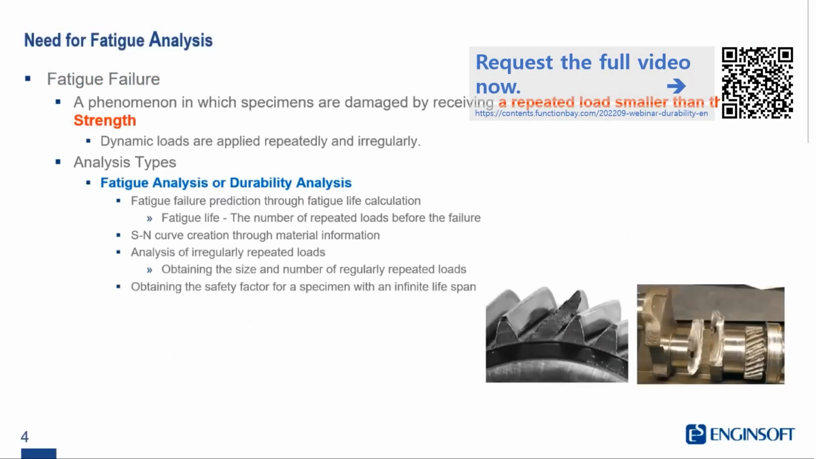So when you have repeated loading, the static yield strength is kind of a useless metric. We don't care if it fails on the first cycle, we care if it fails on the millionth cycle. So we need some way of quantifying that. We do that through this fatigue analysis or durability analysis. They can really be used interchangeably. And we think about things in terms of fatigue life. So how many cycles can something go through before it's going to fail?